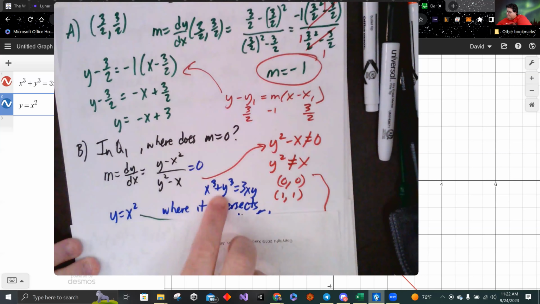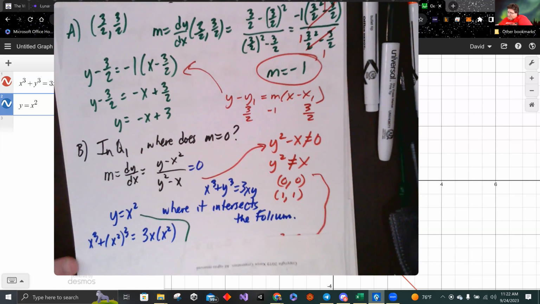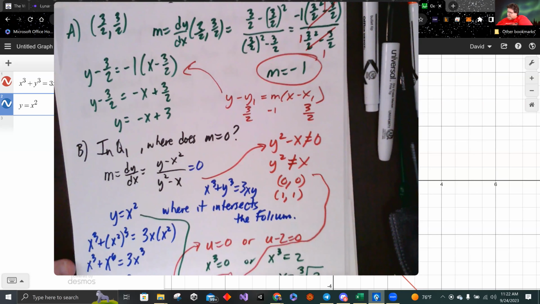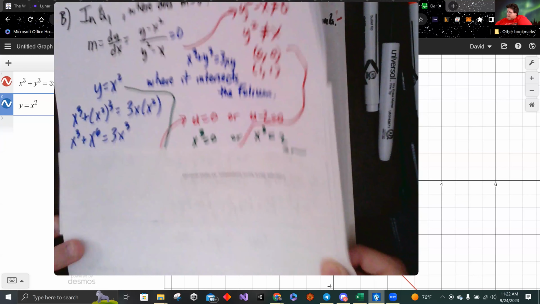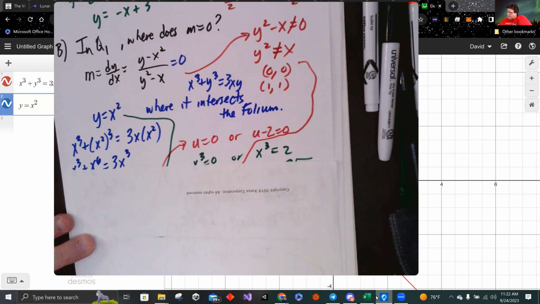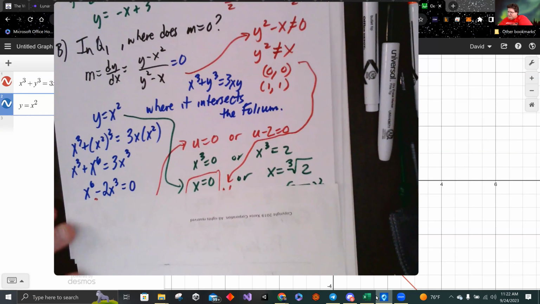We're going to do that by plugging into our equation. So plug x squared in for y over here, which I did here. I did it just as parentheses first, and then I cleaned it up. And I get x to the 6 minus 2x cubed equals 0.